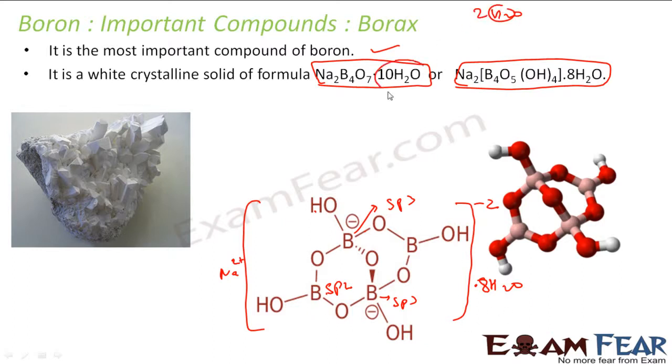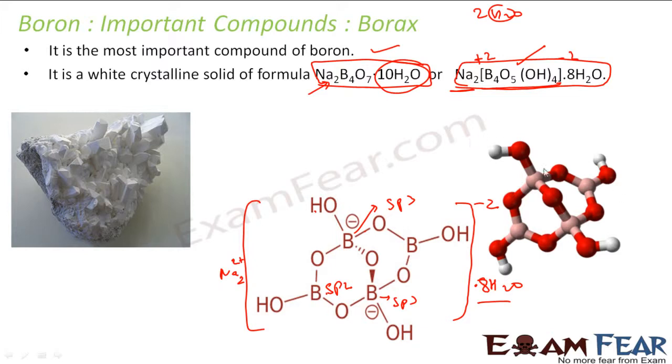But if you want to write the actual structure, it is like this, because I have 2 sodium ions, then I have this, this is plus 2, this is minus 2, this is ionic, actually this is the cation, and this whole thing is an anion with the minus 2 charge, and then I have 8 molecules of water. But it is a little complex to write in this fashion, so we write Na2B4O7·10H2O. But this is the actual formula for borax, and this is the shape.